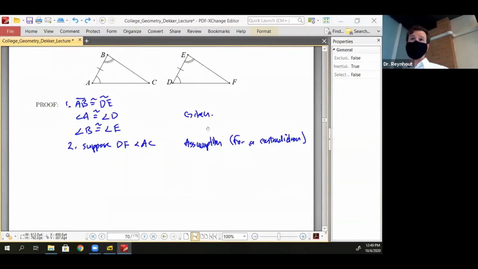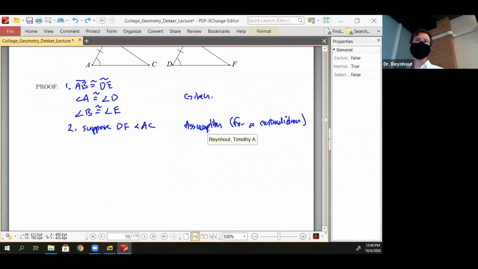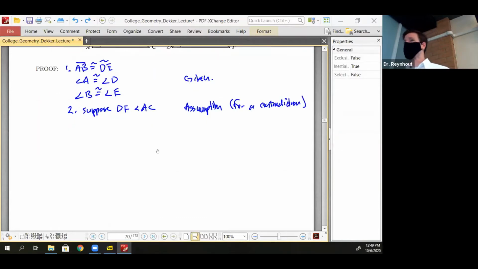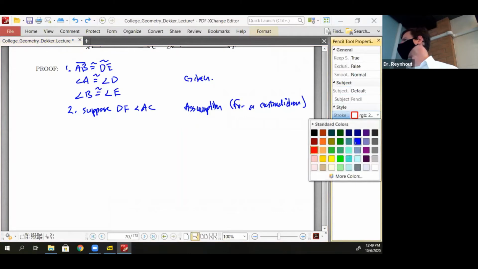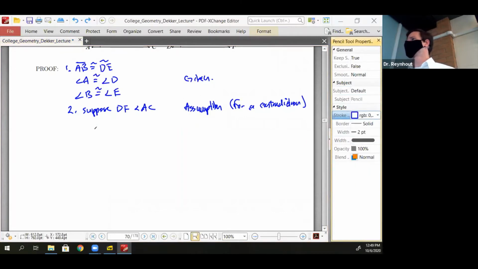So that would be an example of something that I could ask you on an exam. Why could we conclude this? Shouldn't this have been the conclusion? Okay. So suppose here that DF is less than AC. Of course, we're assuming that for a contradiction, as is stated in our nice two-column proof.